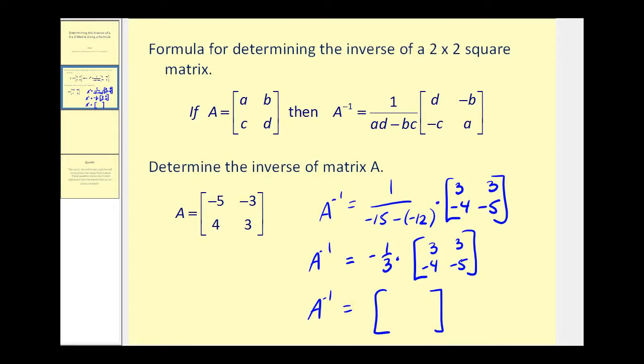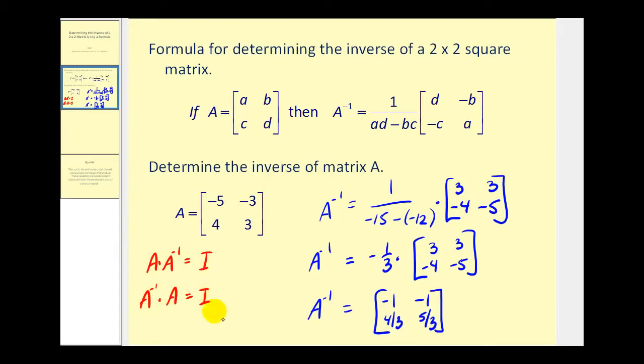So the inverse matrix would be negative 1/3 times 3, that's negative 1. This would also be negative 1. This would be 4/3. And this would be 5/3. So if that is the inverse matrix, then we know from a previous video that A times A inverse should be the identity matrix, and A inverse times A should also equal the identity matrix.